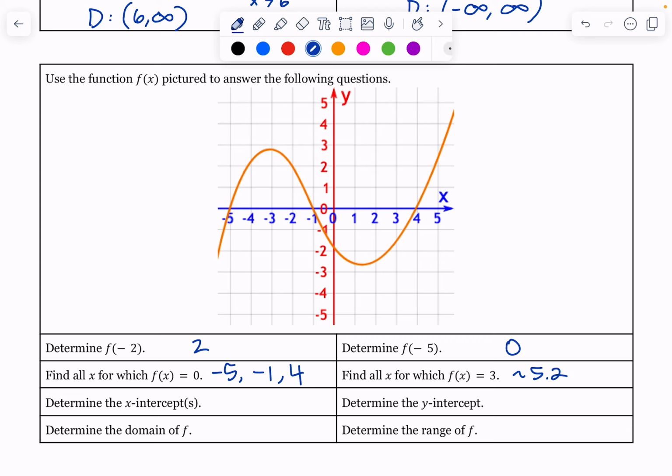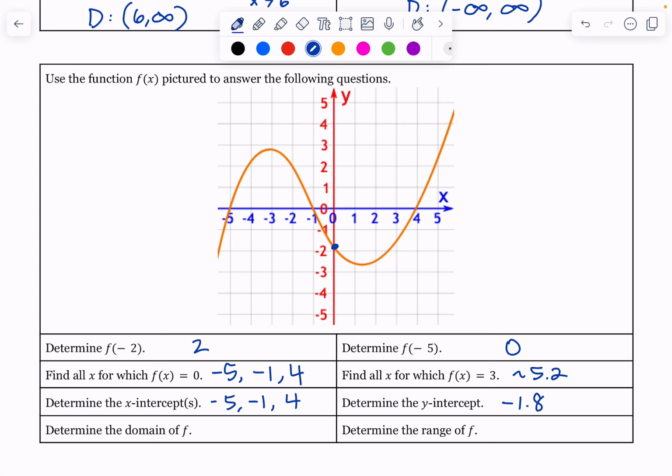Determine all x-intercepts, so that's where it crosses the x-axis. We already did that. It's that line right there. We already did it, so same answer from literally right above it. There are 3 x-intercepts, one at -5, one at -1, and one at 4. Determine the y-intercept. There's only one. It looks like it's a little bit above -2, so let's say just -1.8.